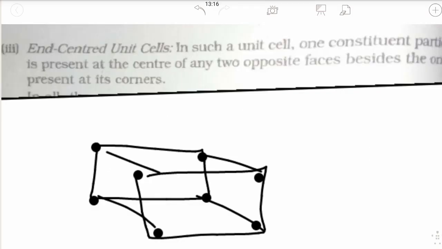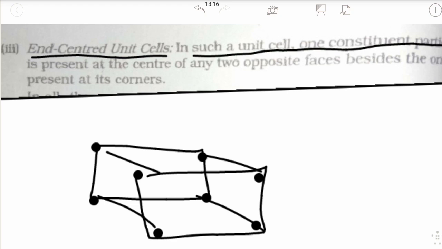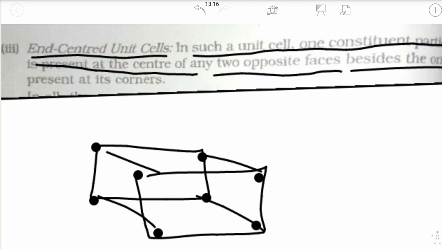Third type of a centered unit cell is end centered unit cells. In such a unit cell, one constituent particle is present at the center of any 2 opposite faces besides the ones present at the corners. If you have a lattice point on the opposite faces, it is called an end centered unit cell.